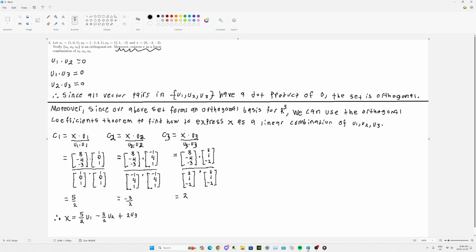Okay, so that's it. Therefore, x is equal to c1 u1 minus c2 u2 plus c3 u3. So that's it for that.